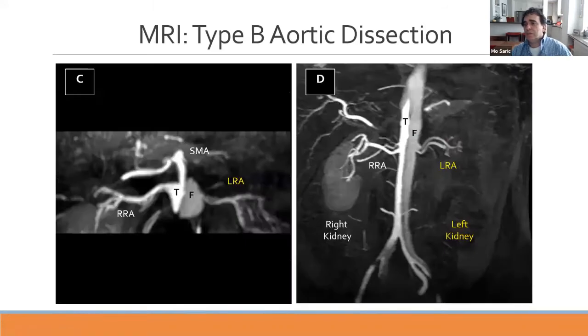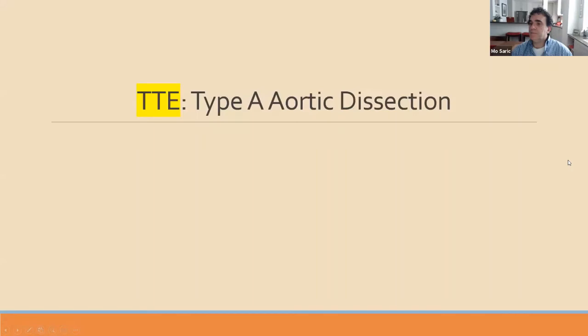Dissections, in particular if they're chronic, can be visualized by MRI, though MRI is rarely used in acute aortic dissections. Here we have the abdominal aorta imaged by MRI, showing true and false lumen, and we actually see that the right renal artery comes off the true lumen, but the left renal artery comes from the false lumen, leading to hypoperfusion of the left kidney. Again, on the left is the axial cut, on the right is the coronal cut.